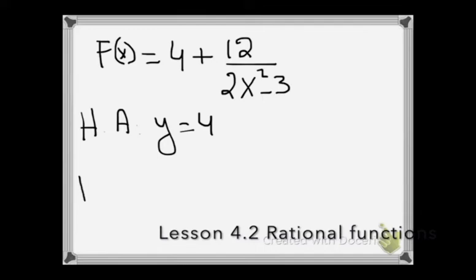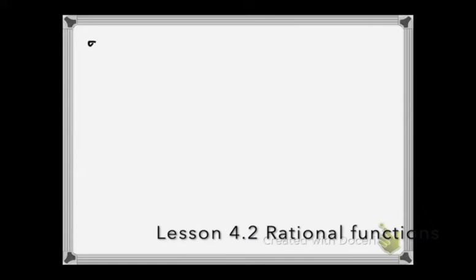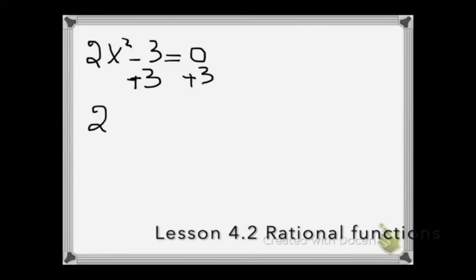As for VA, I need to solve the denominator, which is the part down, equals to 0. So I need to solve 2x squared minus 3 equals to 0. In the coming slide, I will show you how to solve it. So 2x squared minus 3 equals to 0. I start firstly by adding 3 on both sides. So I will have 2x squared equals to 3.